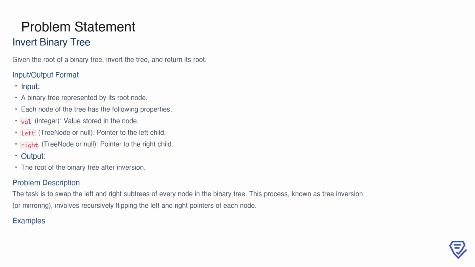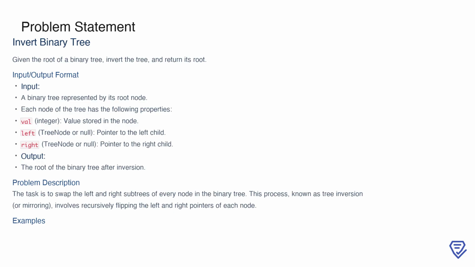The goal is to take a binary tree, represented by its root node, and invert it. Inversion means swapping the left and right subtrees of every node in the tree. The input to this problem is the root node of a binary tree, where each node has three properties: a value, a pointer to its left child, and a pointer to its right child. The output will be the root of the binary tree after all the left and right subtrees have been swapped.